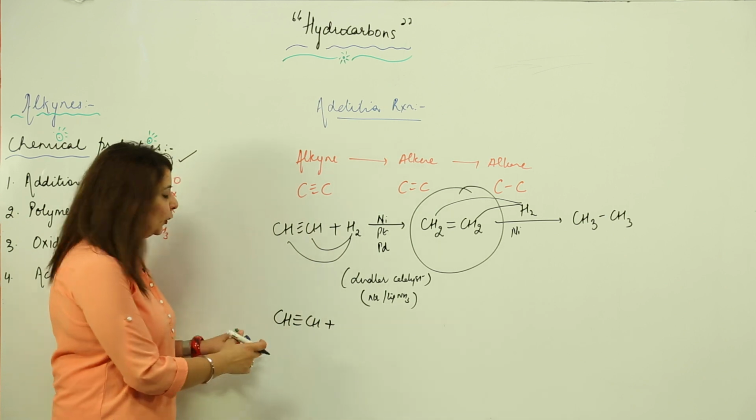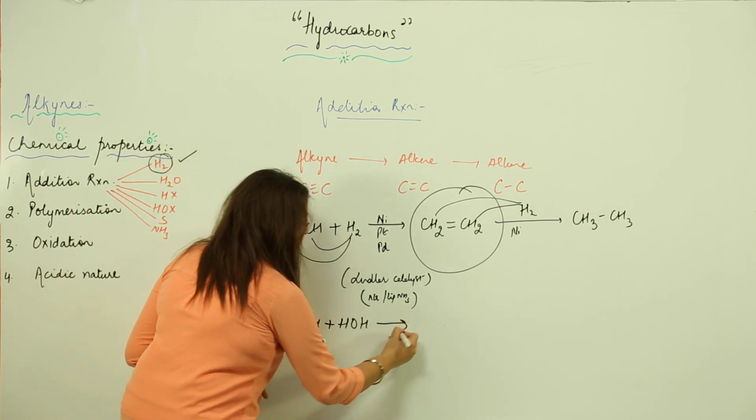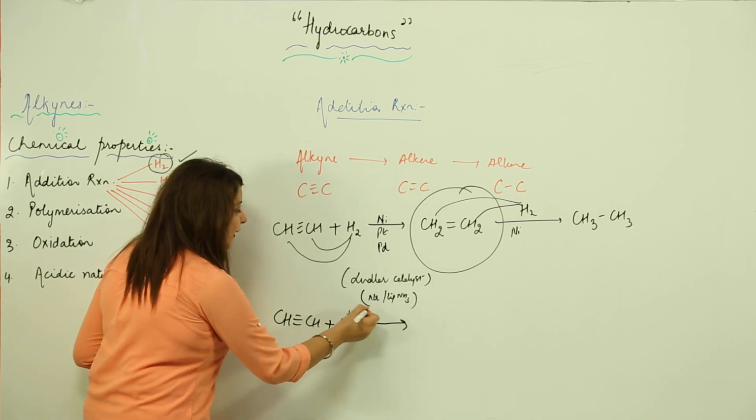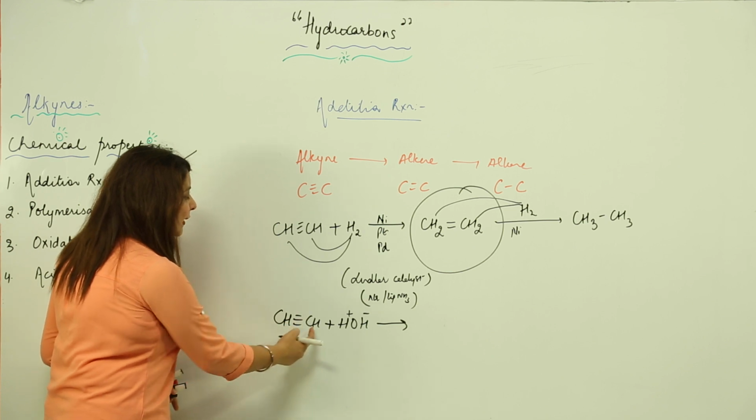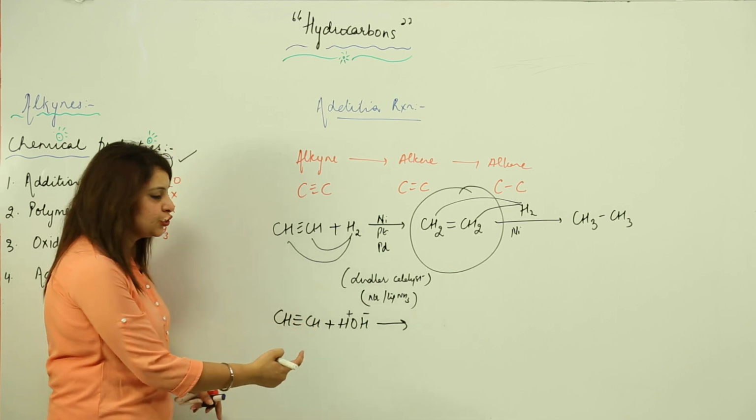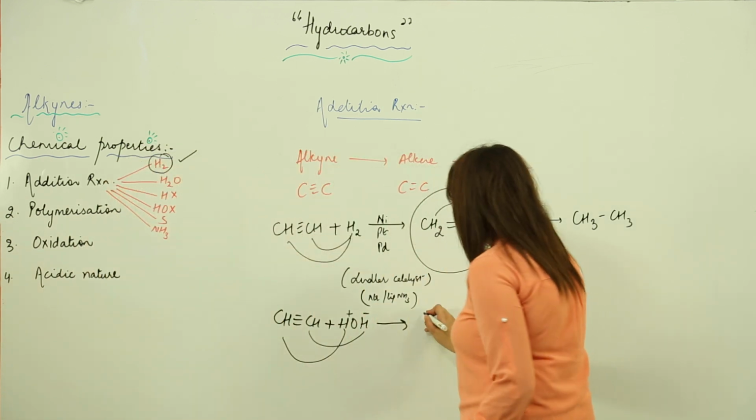So what we are doing is, I am going to add water to it. As we know, water has a positively and a negatively charged ion, so again it is going to attach, but here as the carbon carries the same number of hydrogens, it can attach to any of them, and what will happen?